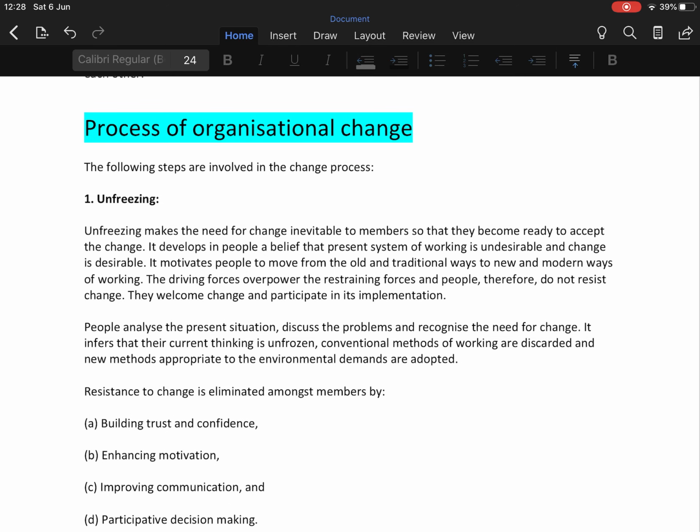Now the next topic is the process of organizational change. There are three processes or steps involved in organizational change. First is unfreezing. Step 1 is unfreezing. Unfreezing makes the need for change inevitable to members so that they can become ready to accept the change. It develops in people a belief that the present system of working is undesirable and change is desirable. It motivates people to move from the old and traditional ways to new and modern ways of working.